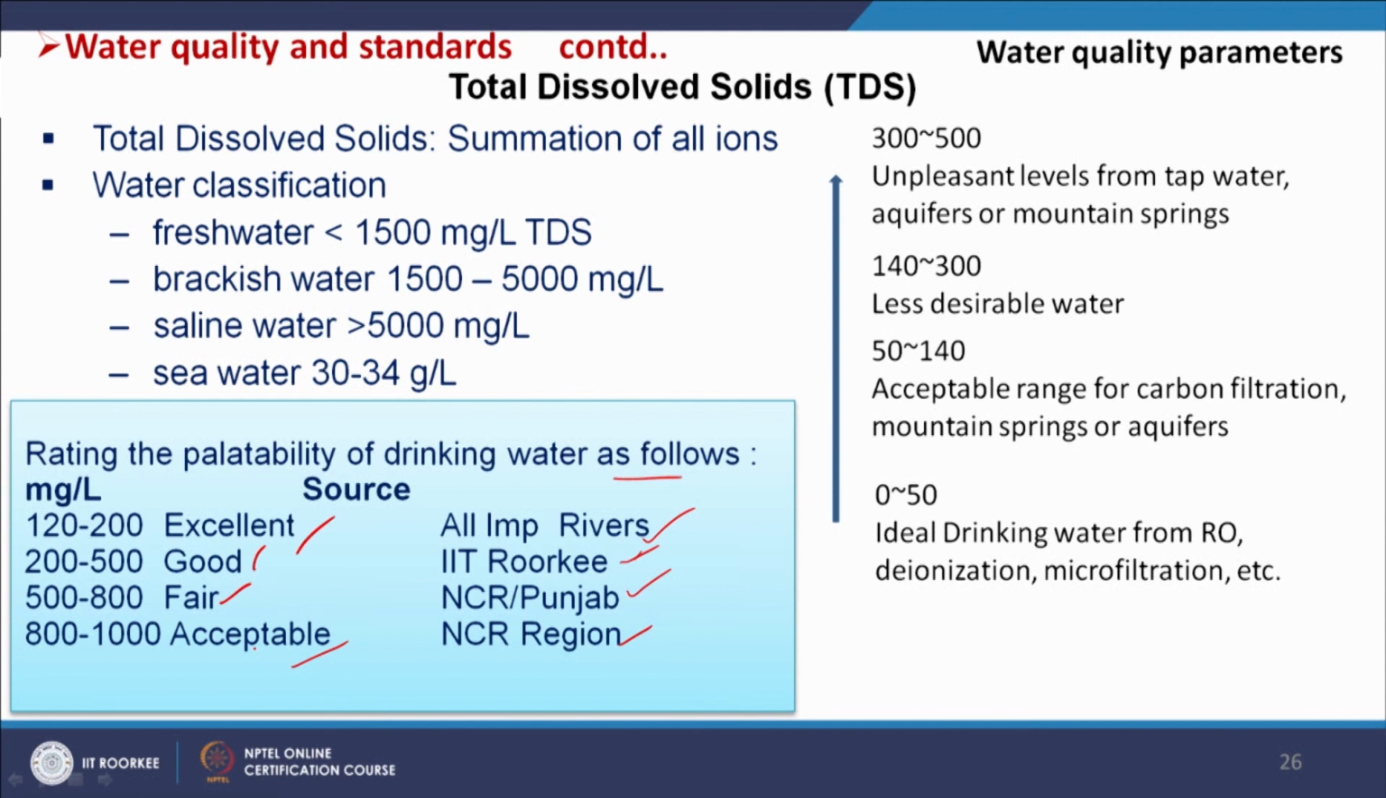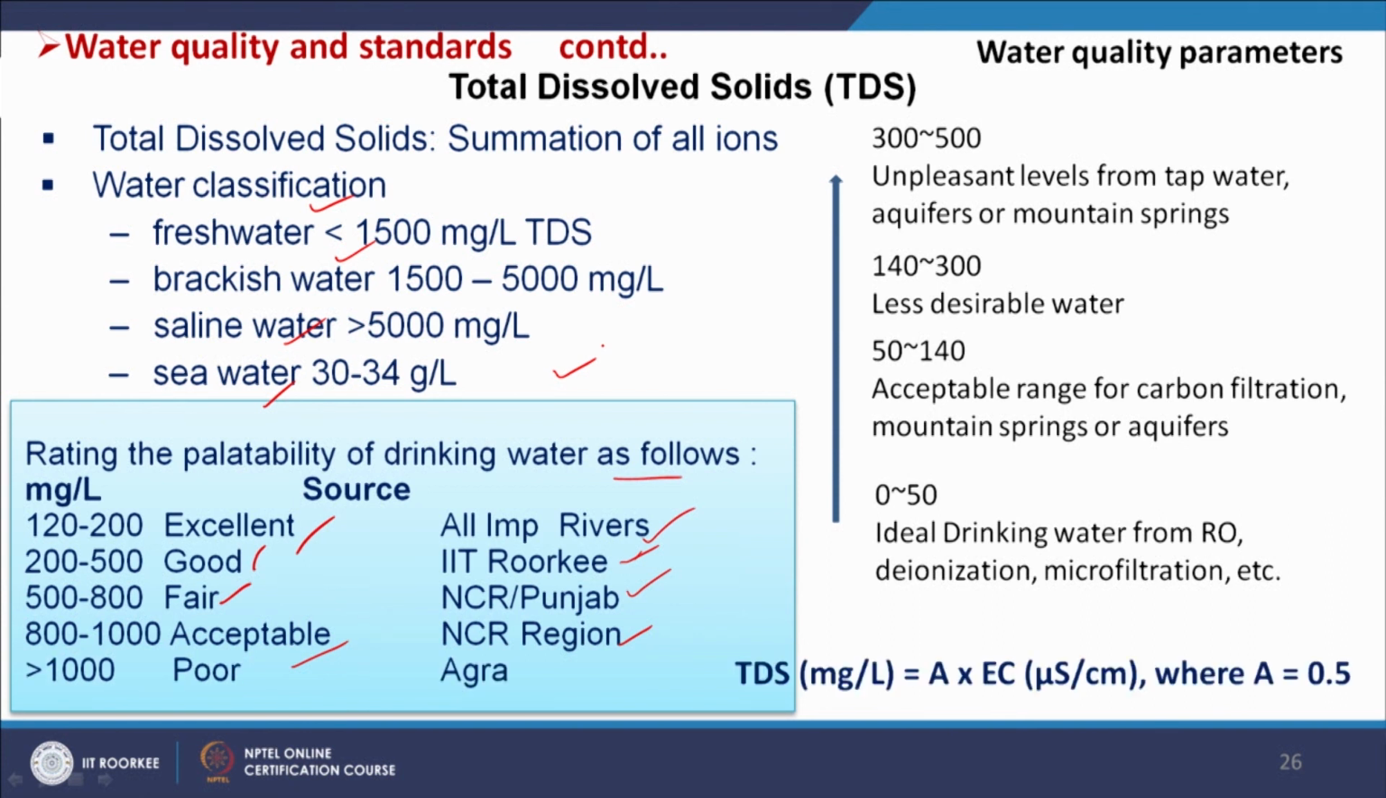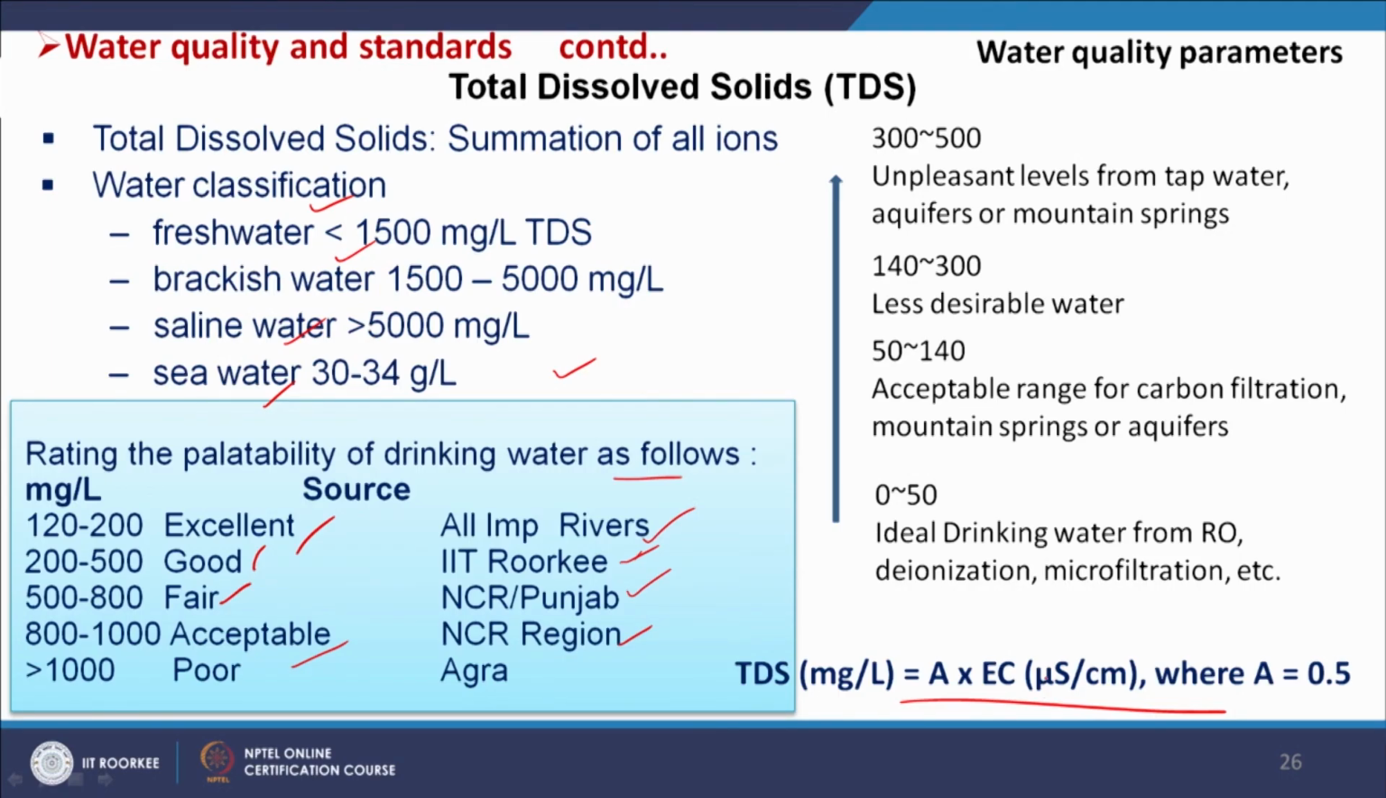These are some normally available concentrations of TDS in groundwater, and for fresh water, brackish water, saline water and sea water, the normally available TDS is provided here. This TDS can be measured by measuring the electrical conductivity in microsiemens per centimeter. So, A into EC is equal to TDS in mg per liter, where A is around 0.5.